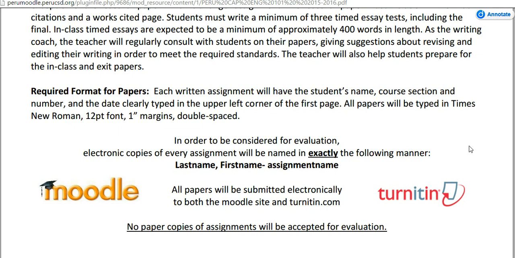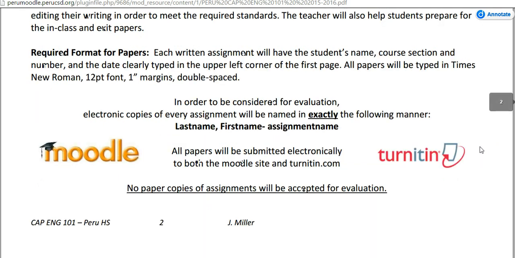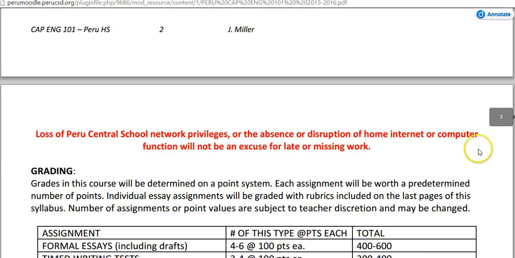So if you can't type it, you need to find a way to do that so that you can turn in typed digital copies. Any loss of network privileges or absence or disruption of home internet or computer function is not an excuse for late or missing work. So this is the time when you need to figure it out. There are, I think, 196 computers in the school and the public library, all kinds of things. So make sure that you are thinking ahead and not leaving things to the last minute.